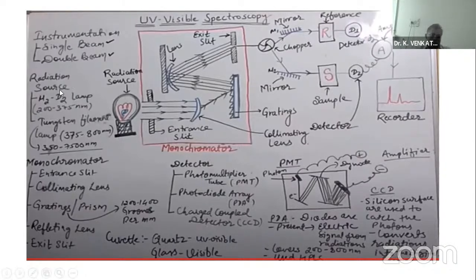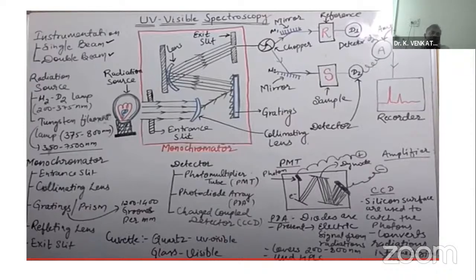And what is the radiation source? Here we can use two lamps: a hydrogen deuterium lamp, and a tungsten lamp as well. So why are we using two lamps?